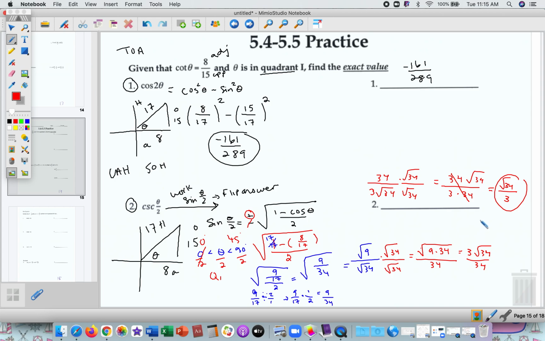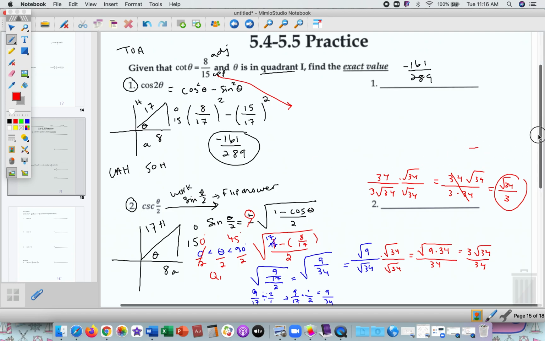So we talked about if they say what quadrant is theta over 2 in. If they said what is theta, well, if we look at our original problem, you can figure out what theta is by taking the inverse, right? So you can always look at your original problem and figure out what theta is by taking your inverse. So don't forget that as well.